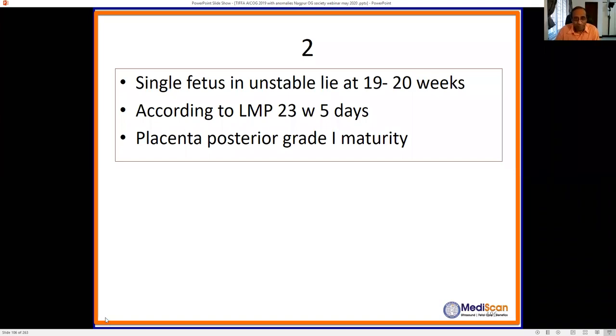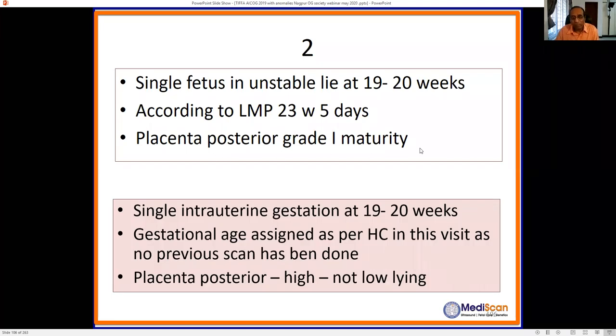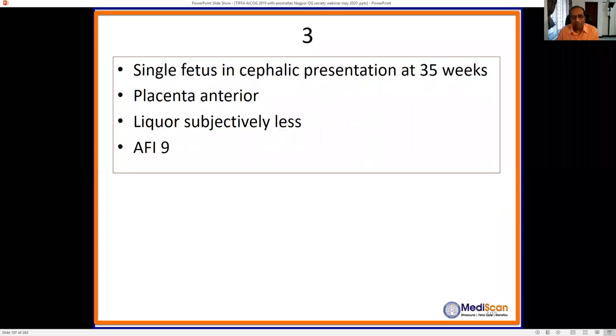Now, similarly, placenta posterior grade 1 in maturity. It is high time that we give up on placental grading. Please do not write grading and maturity of the placenta. It's a complete waste of time and has no meaning at all. But you should say the placenta is posterior, and whether it is not low-lying or is high.